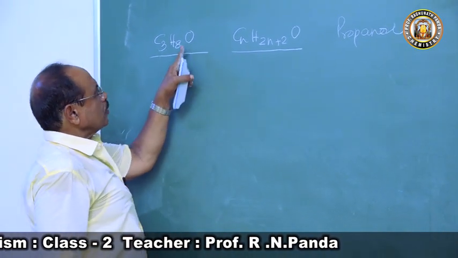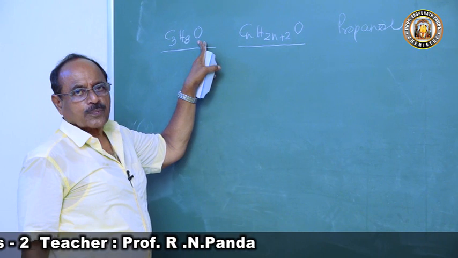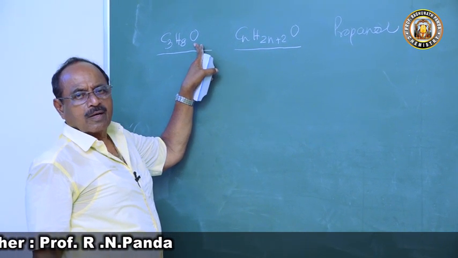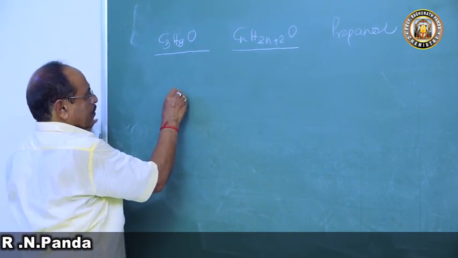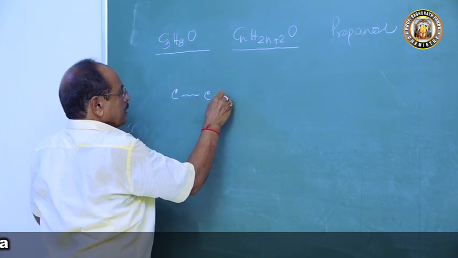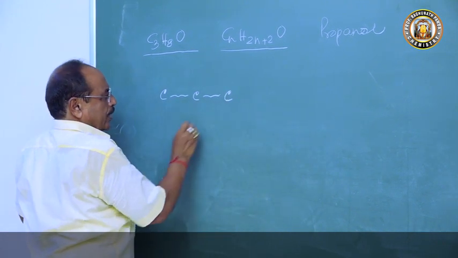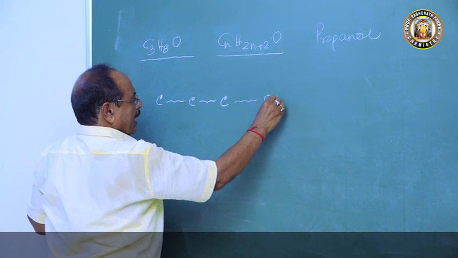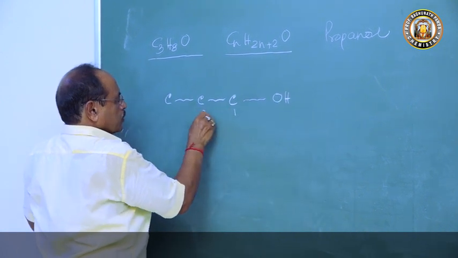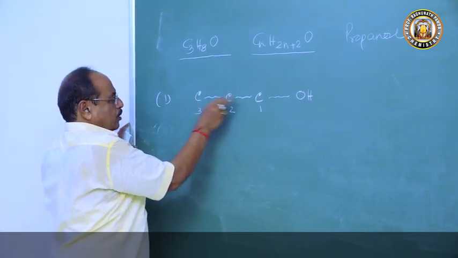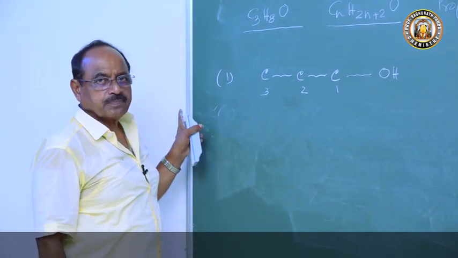So what is the functional group? OH is the functional group. Who will be the functional group of alcohol? OH. So we can write the 3 carbon atoms in a long chain. We can write the 3 carbon atoms in a long chain and put the OH group at carbon 1: 1, 2, 3. We place the OH group at carbon 1.